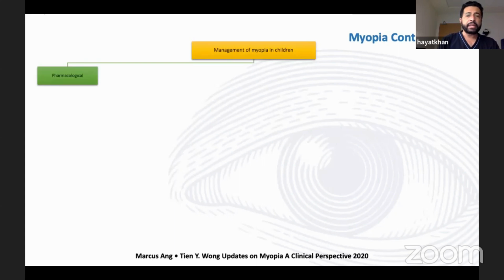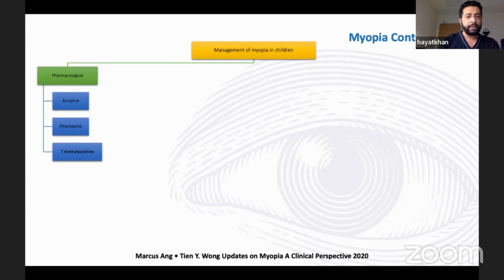Now, myopia treatment, if I put it all together, can be divided into 5 or 6 different categories. So I'll go quickly one by one. The pharmaceutical category, in which we are talking about atropine. This is the mainstay of treatment at the moment that we are using on a daily basis in our clinics.